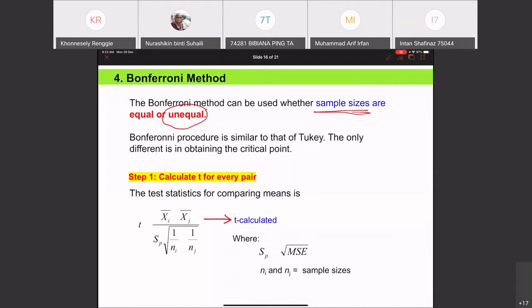So in this test, you have to do some calculation as well, whereby it has its own steps, okay? So we go through the steps first. So what are the steps? The first step is to calculate what we call T calculated. Okay, so this is the formula. This is the formula for T calculated.